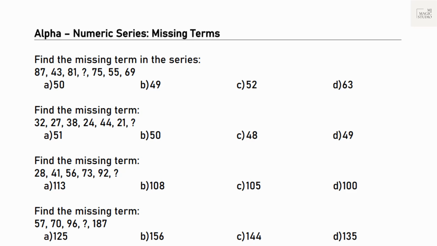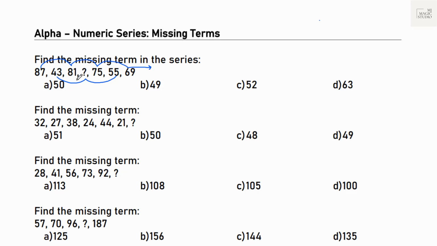Okay, let's move on to alpha-numeric series, missing term. 4 of the examples are on your screen. Give it a look. Okay, let's see one by one. 87, 43 down, then 81 up, then something, then 75. Here we can see that it is going up and down, up and down. So most probably here what we can assume is that more than one series can be built into it. Like 87 minus 6 is 81, 81 minus 6 is 75, 75 minus 6 is 69. Done. So it is something like this.